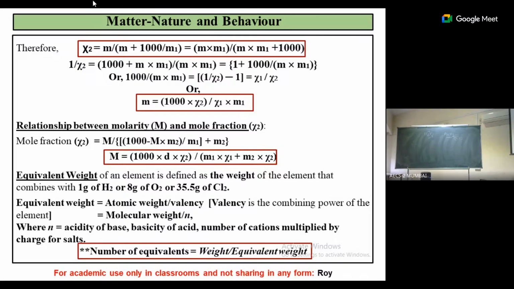Next case, we have a term called N factor. So equivalent weight is given by atomic weight or molecular weight divided by N factor. Now how do you define N factor? N factor can be defined in a lot of ways. Suppose you have an acid, so it is the basicity of an acid, मतलब कितना replaceable hydrogen है. So H2SO4 का N factor क्या है?